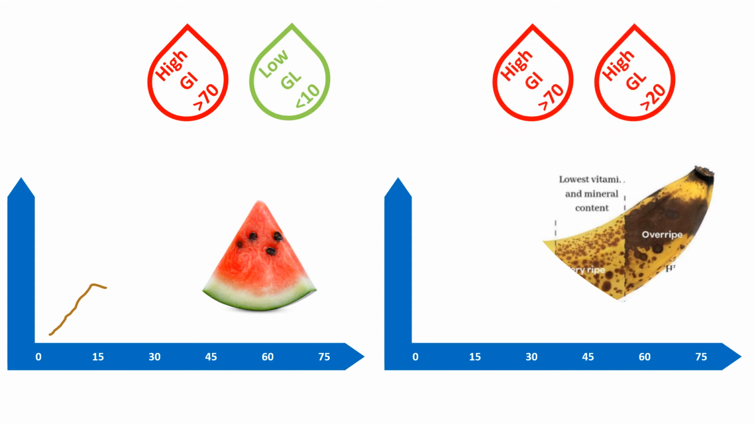If you have a very ripe banana with high glycemic index and high glycemic load, in 15 minutes you will see the rise is almost double in the blood glucose as compared to the watermelon, but the speed or the rate of rise is almost the same.